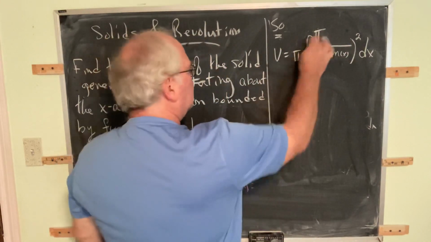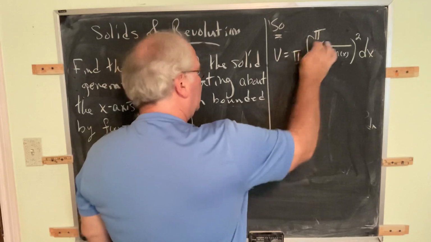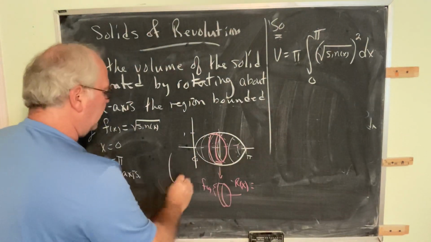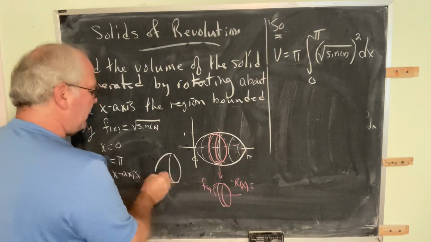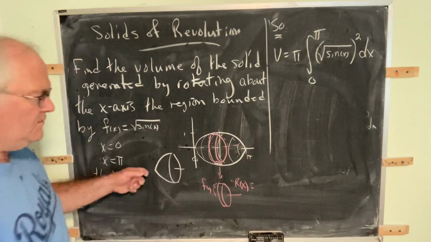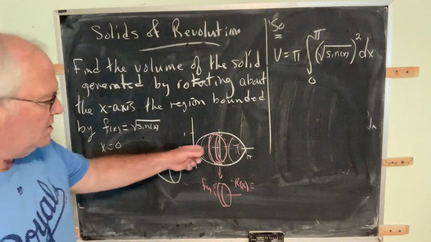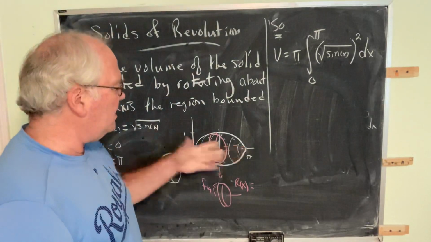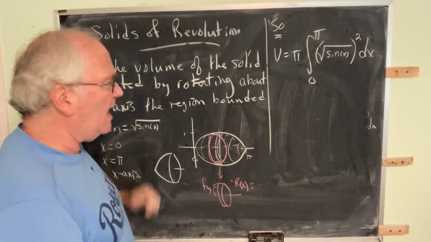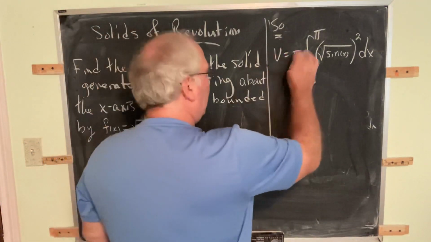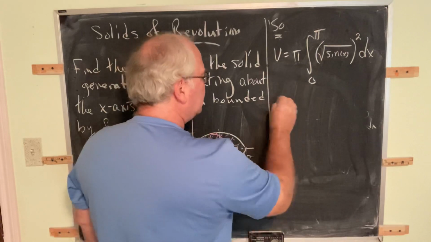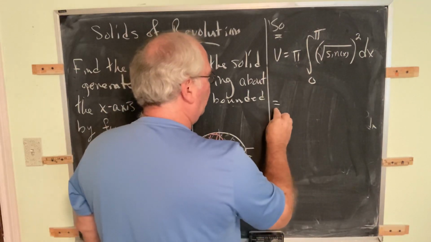It is a coincidence that this pi is here. We don't need to go from 0 to pi. If we wanted to, we could take just the left half, going from 0 to pi over 2, or we could go from pi over 4 to pi. We could chop this up any way we like. It's a coincidence that this pi and this upper limit of integration are the same thing. Once you have the setup, the computation is straightforward.